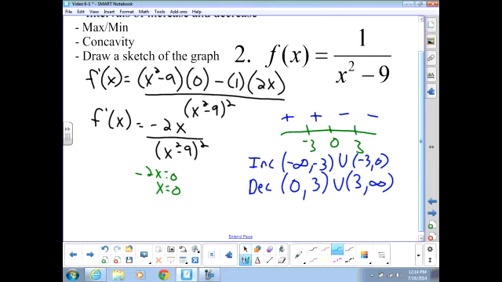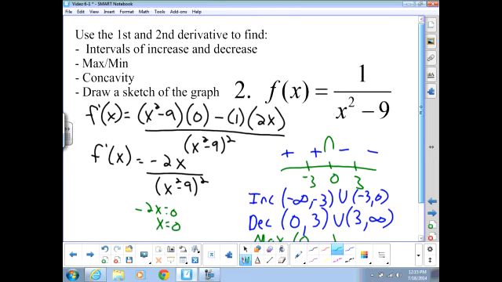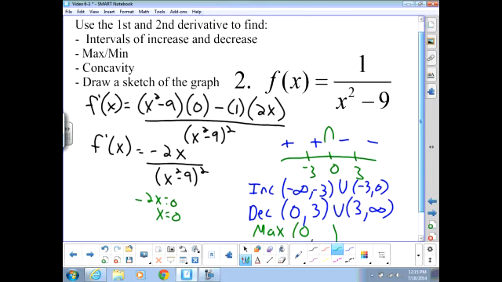Now keep in mind our function is not defined at 3 and negative 3, so you can't have maxes or mins there. And notice the sign didn't change anyway. The only spot we'll work with, we'll have an increase to a decrease at 0, meaning we'll have a max. That max will be 0 comma something, because it is a point in the regular graph. We need to plug it into the original equation. When you put 0 in for x in the denominator there, you'll just get negative 1/9.